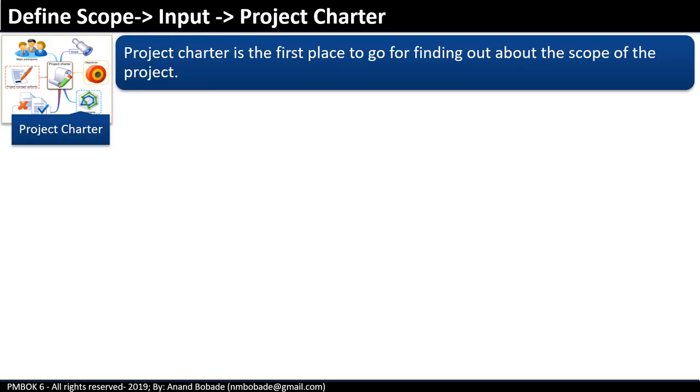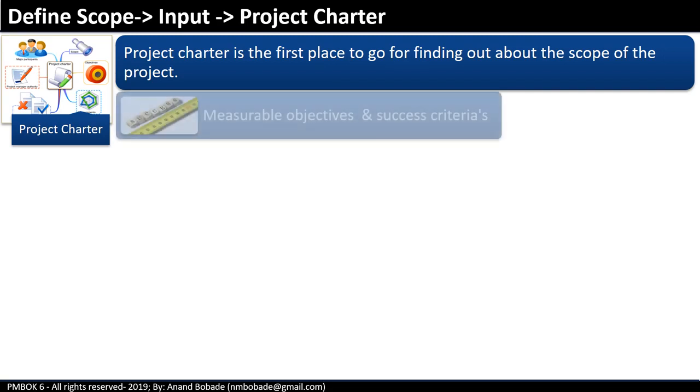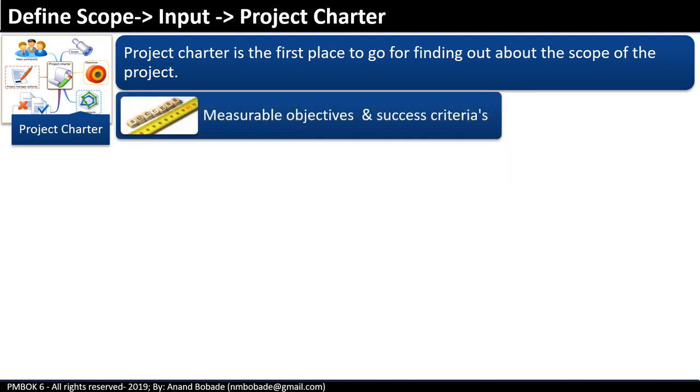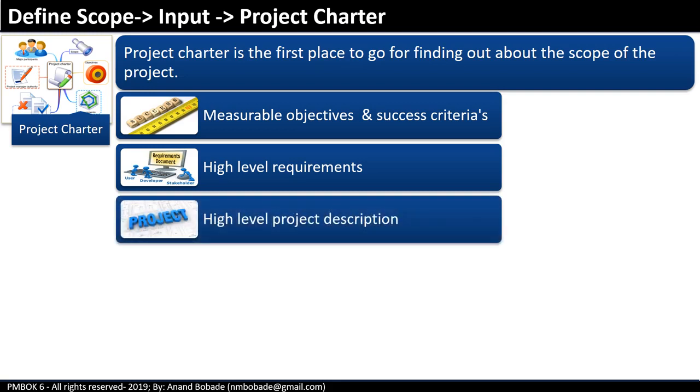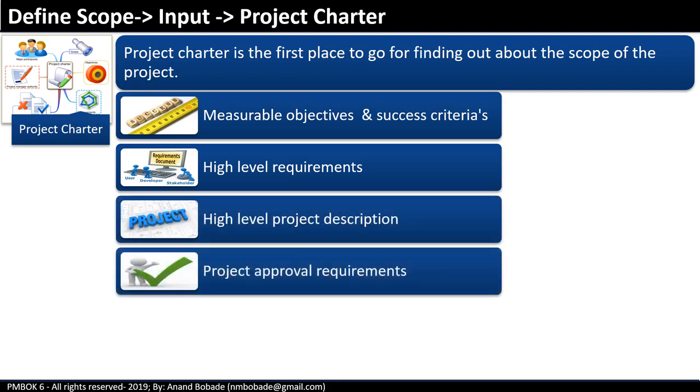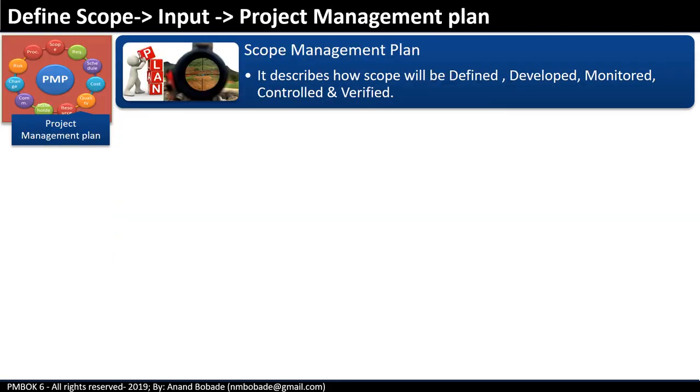Project charter. Project charter is the first place to go for finding out about the scope of the project. As you know, project charter is the first document which authorizes a project manager to execute the project. It provides project objectives, list of product requirements or characteristics, high-level project description, as well as the approval requirements. Project management plan.